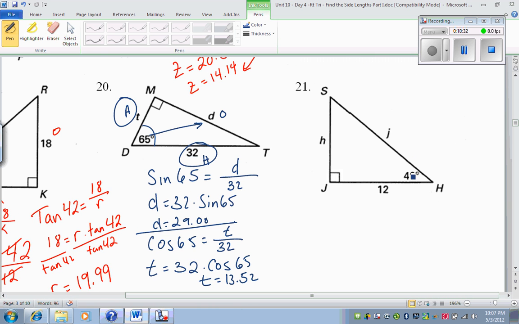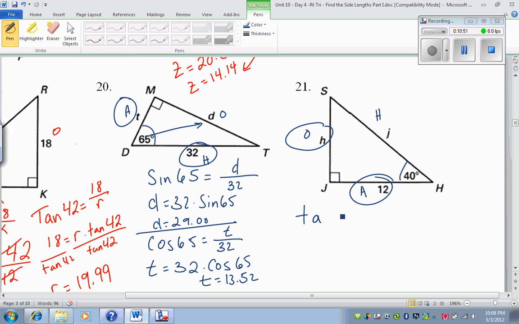Last problem for homework. Here's my angle. This is opposite. This is hypotenuse. Oh, we weren't given hypotenuse. It's going to make it a little harder. And there's adjacent. So I can't use O and H. And I'm not going to be able to use sine because I don't have both those. So right now I'm going to work with O and A. I know O and A is tangent.